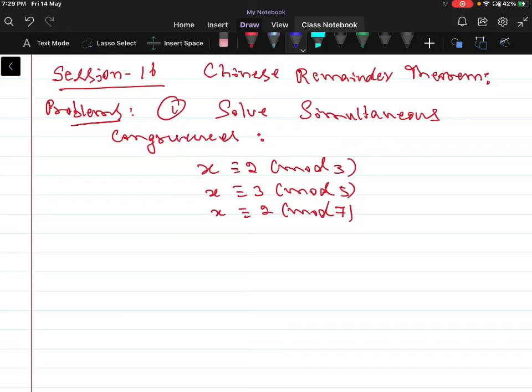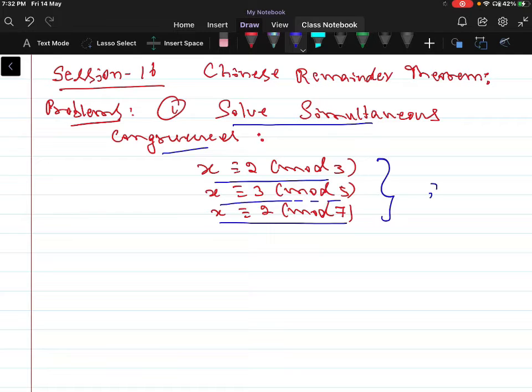In this lecture, I am going to discuss solutions of simultaneous congruences. I will move to the problem. Solve the simultaneous congruences. X is congruent to 2 modulo 3, X is congruent to 3 modulo 5, and X is congruent to 2 modulo 7. So these are the system of linear congruences. So let us solve the system of equations by using the Chinese remainder theorem procedure.